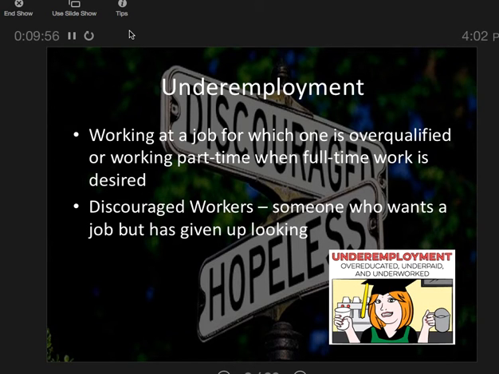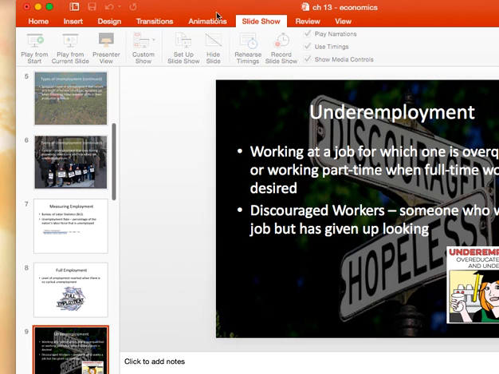Discouraged worker. This is someone that has desired work but who's just given up. Nothing matches what they're looking for, or there's nothing available to them. So, discouraged worker. Those are the basic types of unemployment that are out there. And if you have any questions about this Chapter 13, Section 1, please let me know.